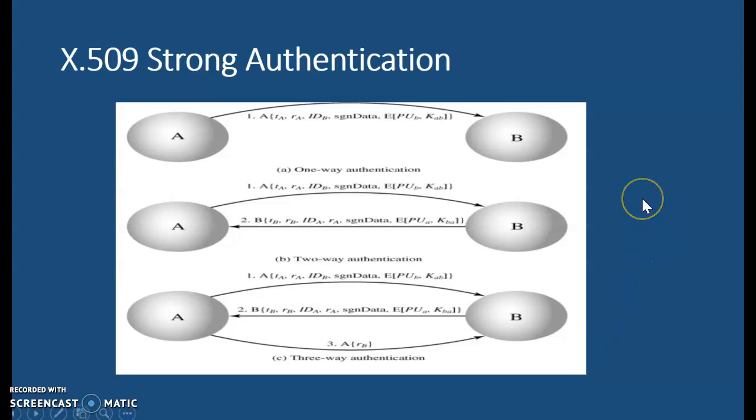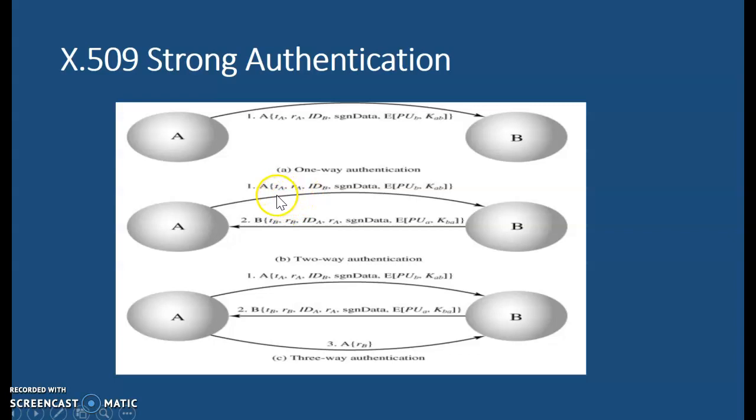Here is strong authentication. In strong authentication we are using three types of authentication. The first one is one-way authentication. Here A sends T, IDA, IDB and signature data, and the encrypted shared key KAB, the shared key between A and B. For this shared key we are using public key encryption, which was already discussed in the previous sessions. Based on the public key encryption strategy, we are sending the shared keys.